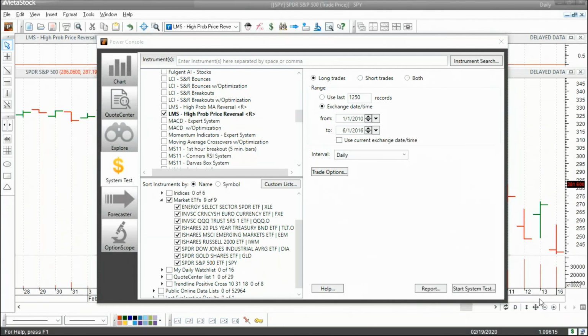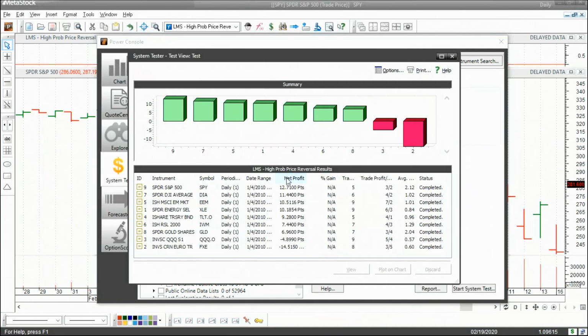There it is. Now if I look at our net profit on this particular system test, you'll see that we didn't get anywhere near as many trades as with the other system, because again, it's looking for a pattern of 6 consecutive bars being lower than the previous one. The top performing one in this case was the Spider. It had 5 total trades, 3 winning, 2 losing trades, and the ratio of average winner to average loser was 2.12.